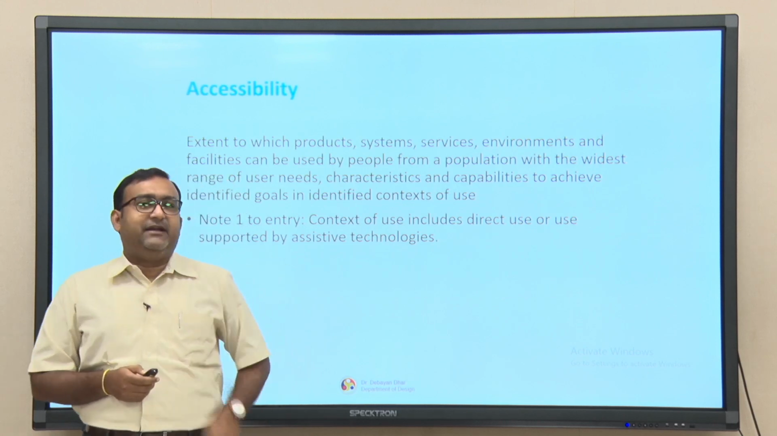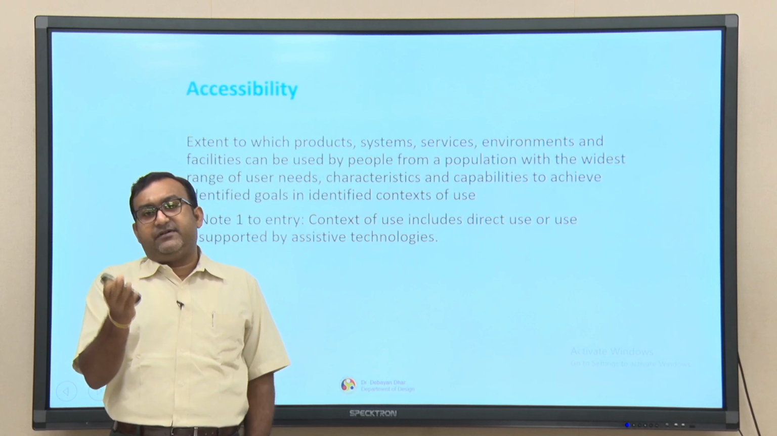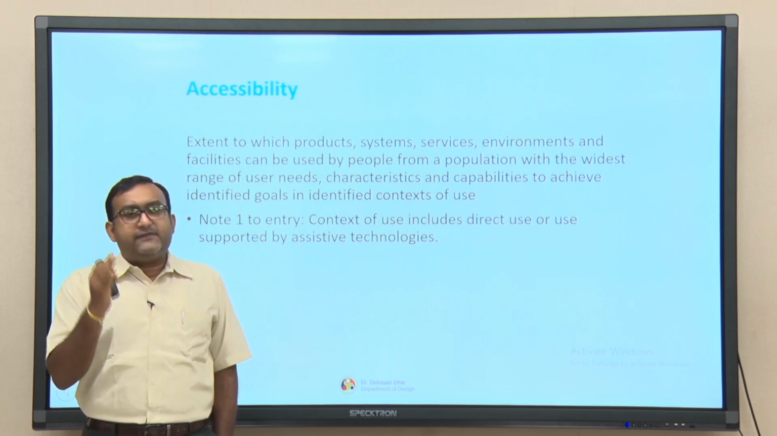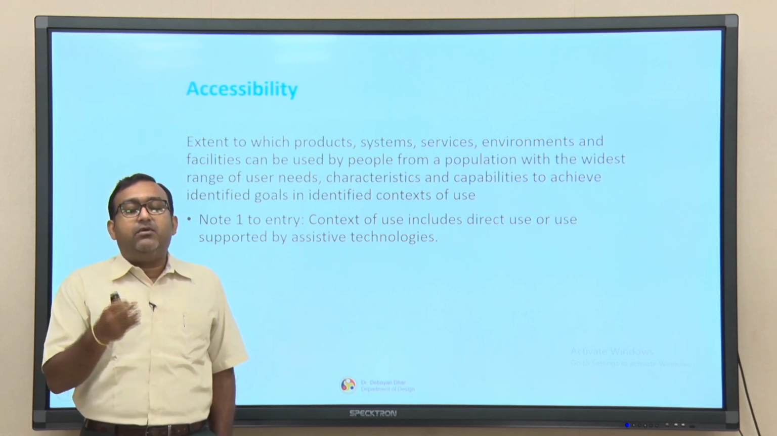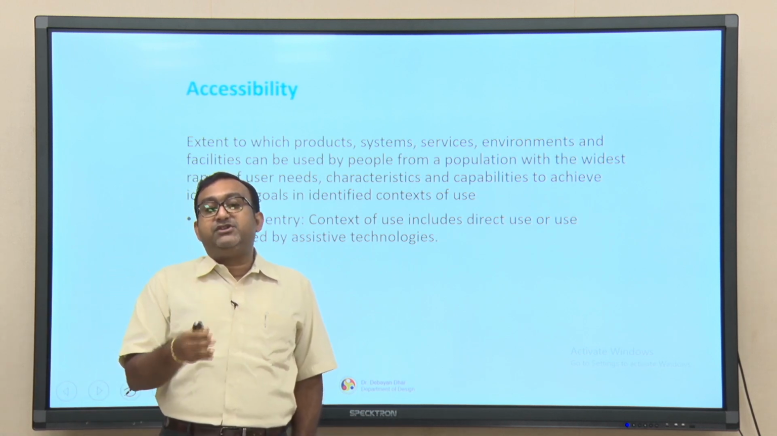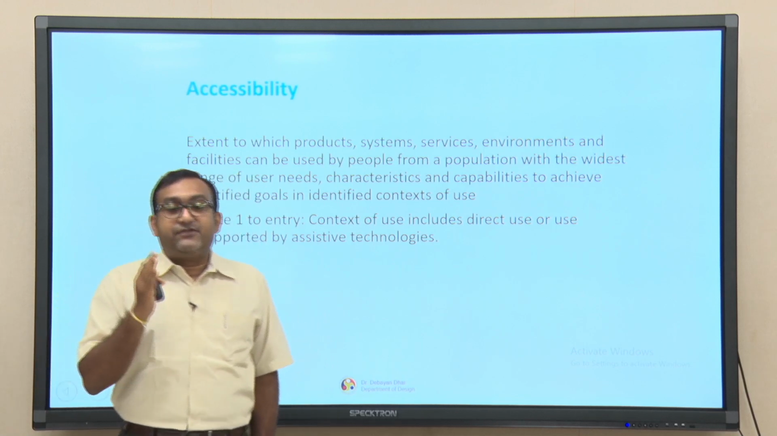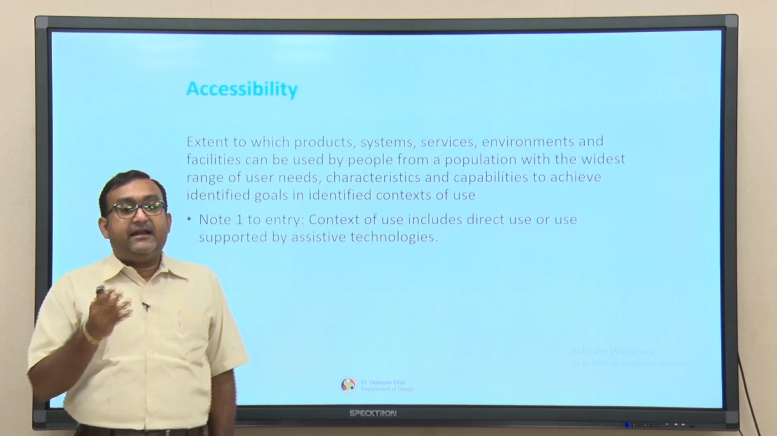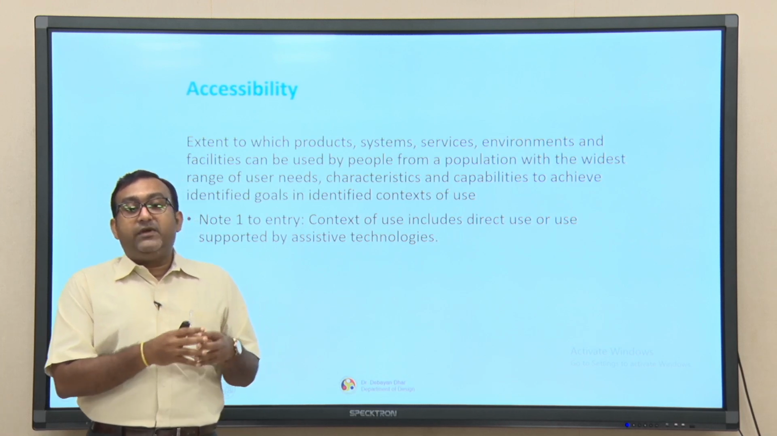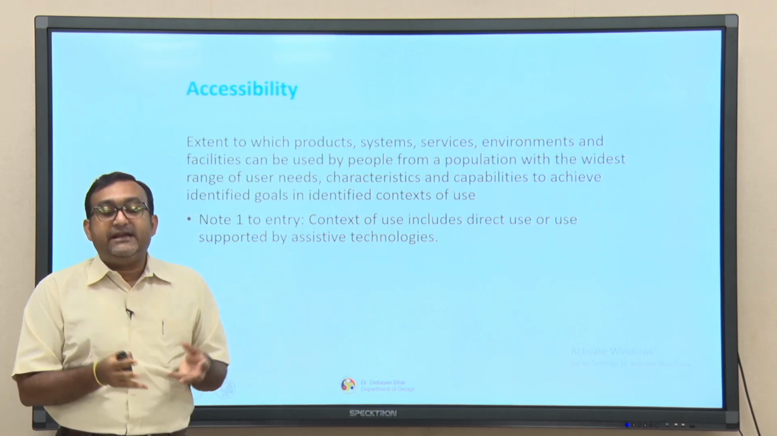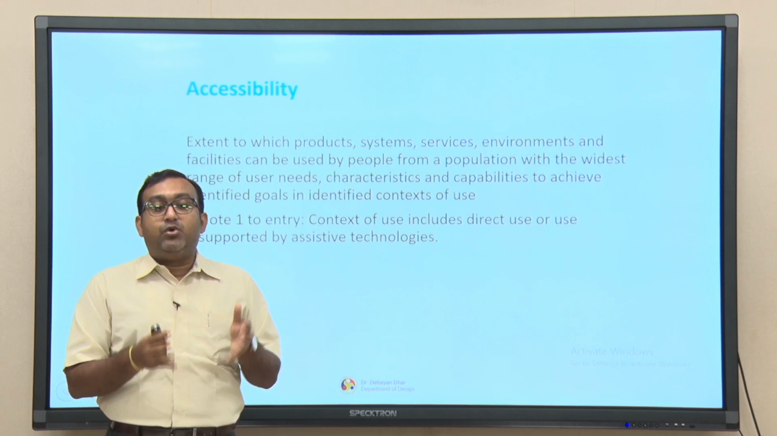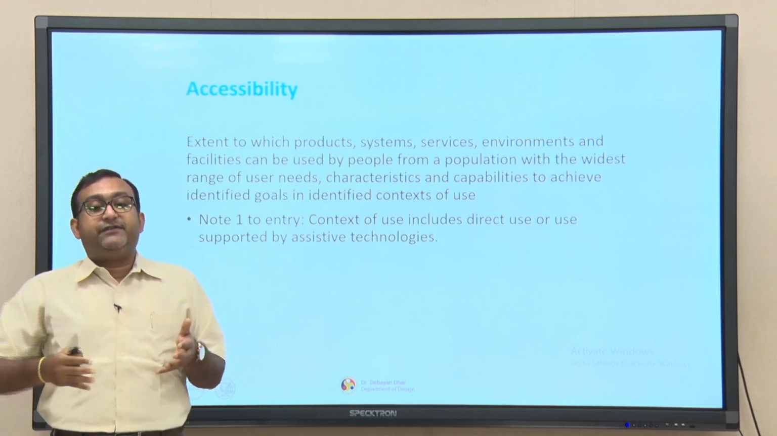Now, we use the word accessibility here, and many a time you must have realized that whenever a product is designed, we always consider the aspect of accessibility. Now, how does ISO define that? Accessibility is the extent to which products, systems, services, environments and facilities can be used by people from a population with the widest range of user needs, characteristics and capabilities to achieve identified goals in identified contexts of use.